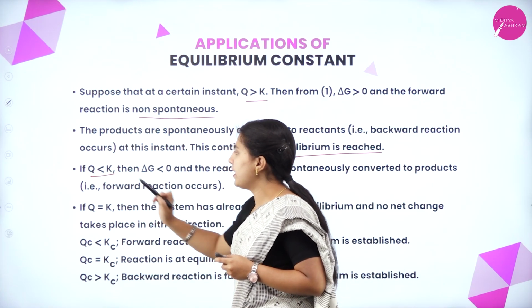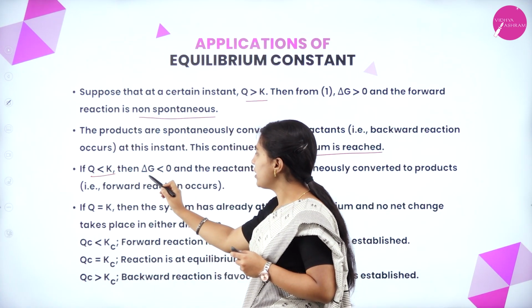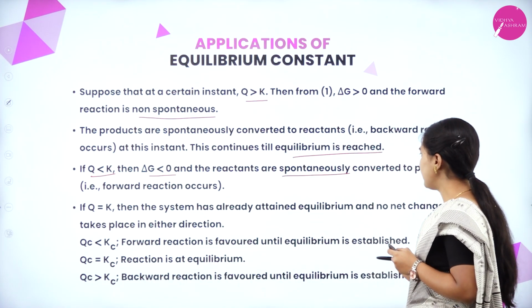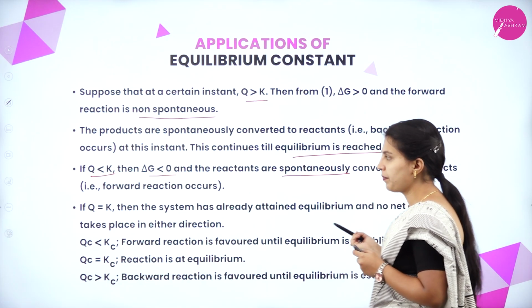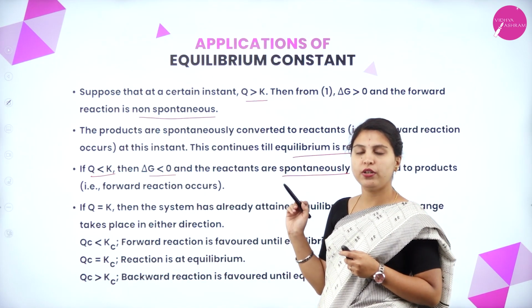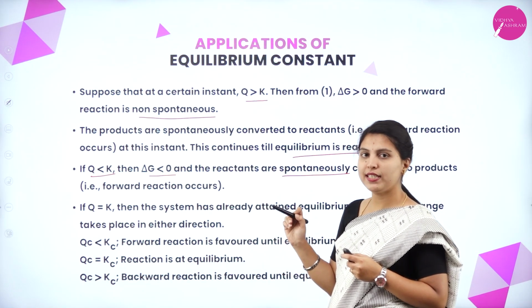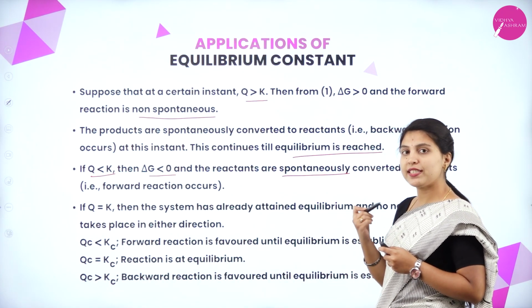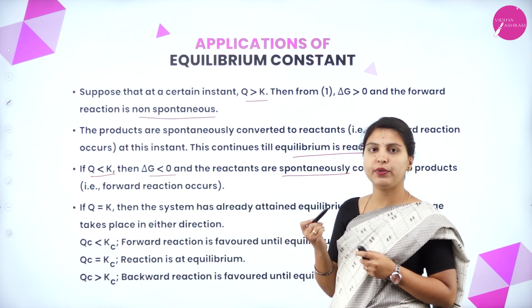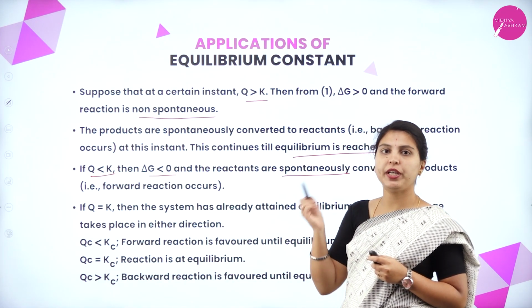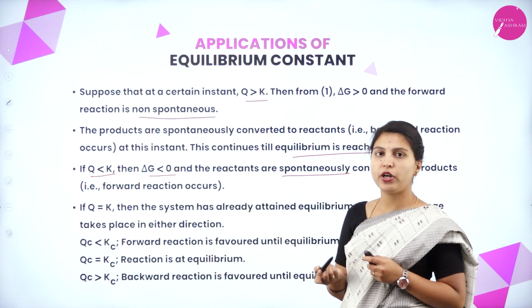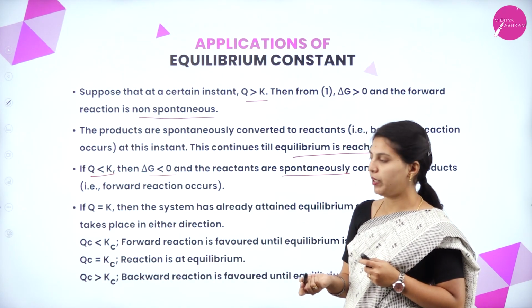If Q is less than K, then delta G is also less than 0 and the reactants are spontaneously converted to products, that is, in the forward reaction only. If Q is less than K, it will proceed spontaneously. If Q is greater than K, it will not proceed spontaneously. It has to be converted into the backward reaction to form the reactants and reach equilibrium.